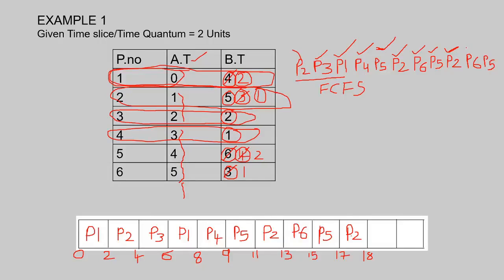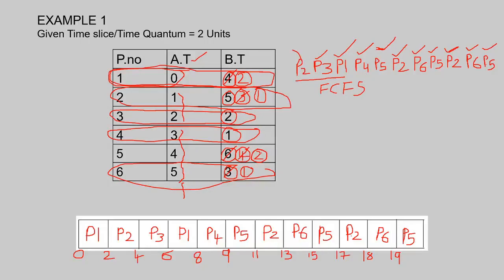Now select the next process from the queue. It is P6. P6 also needs only 1 unit, so it is going to complete now. 18 plus 1, it is 19. So don't send P6 to the queue now because it has already completed. Now the last process remaining in the queue is P5. P5 still has to execute 2 units, so it will complete its full execution.